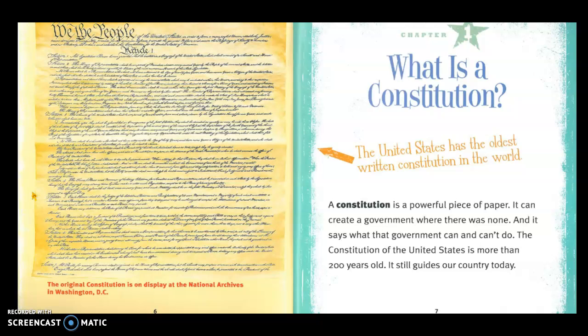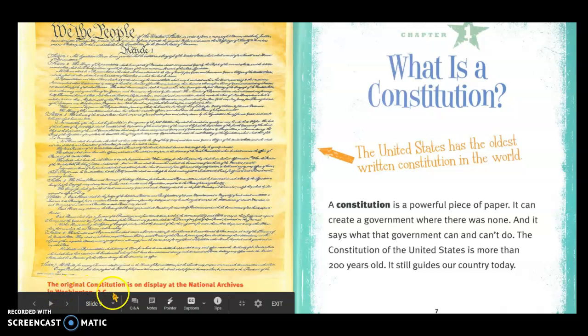The United States has the oldest written constitution in the world. A constitution is a powerful piece of paper. It can create a government where there was none. And it says what the government can and can't do. The Constitution of the United States is more than 200 years old. It still guides our country today. Here's another caption that says the original Constitution is on display at the National Archives in Washington, D.C.